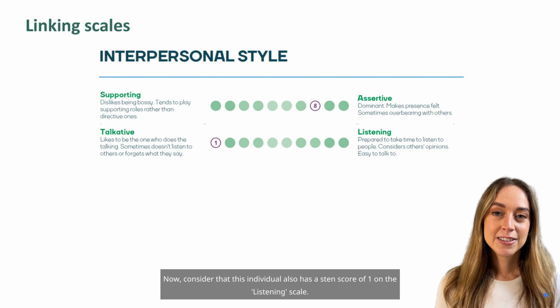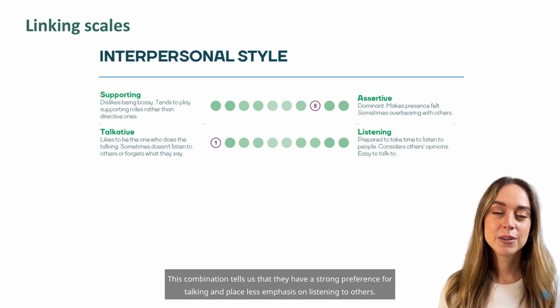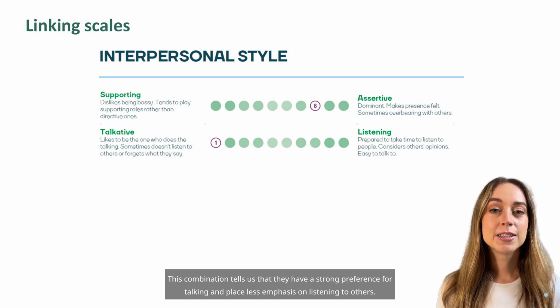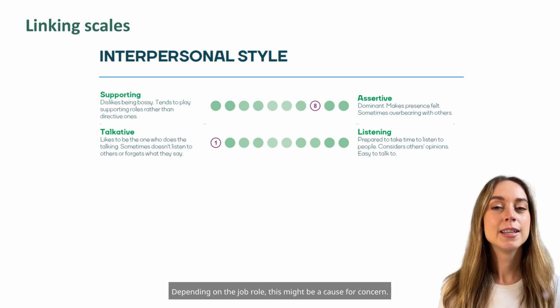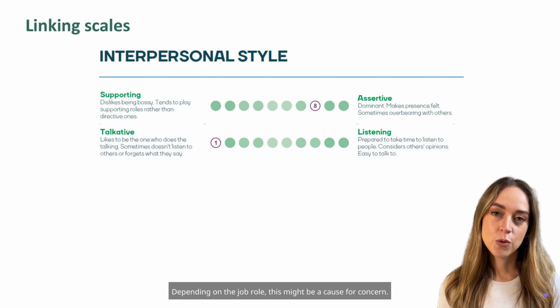Now, consider that this individual also has a STEN score of 1 on the listening scale. This combination tells us that they have a strong preference for talking and place less emphasis on listening to others. Depending on the job role, this might be a cause for concern.